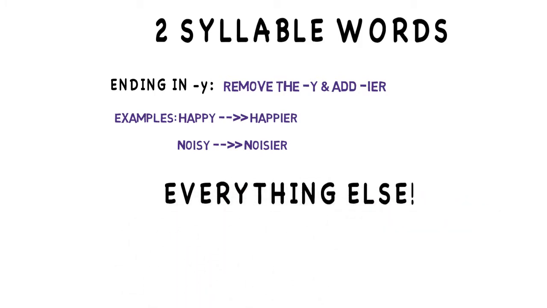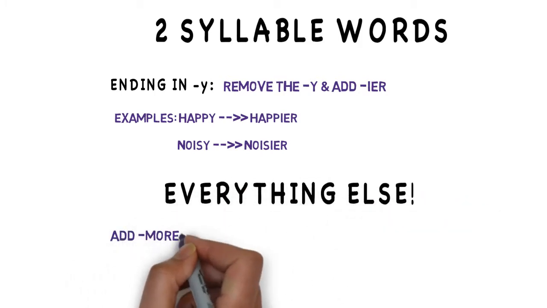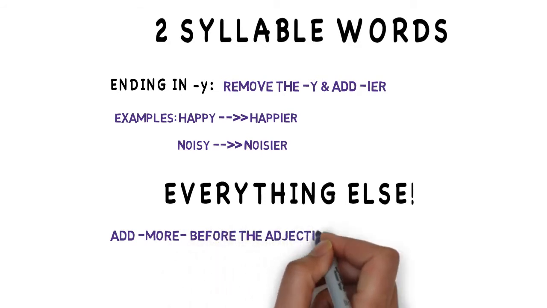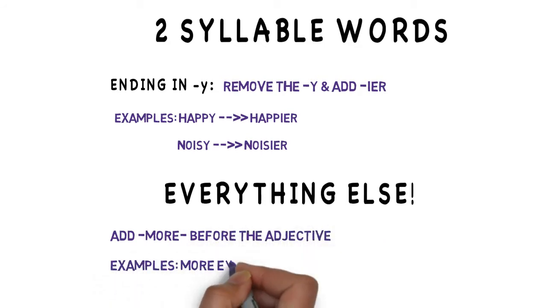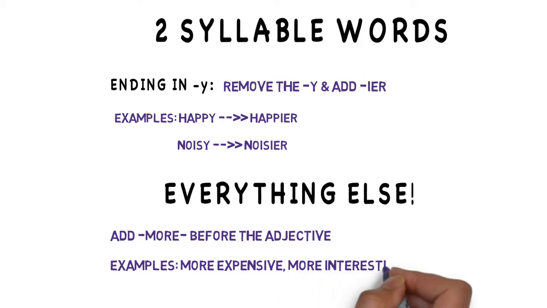Now for everything else, the good news is there's only one rule left. You add the word more before the adjective. For example, more expensive or more interesting. So I guess Superman was wrong. He should have said, "I'm stronger than you."